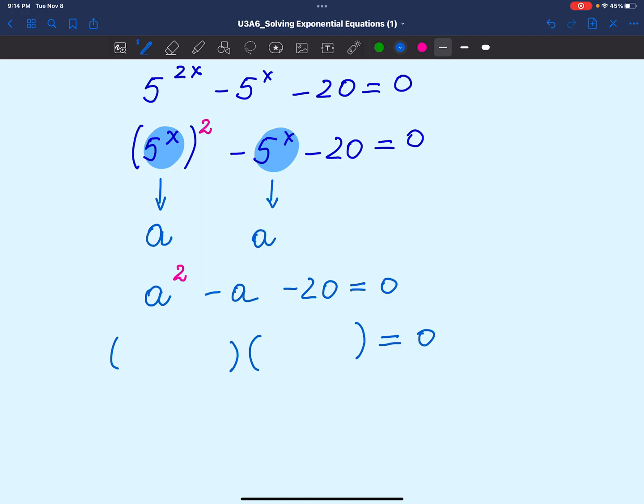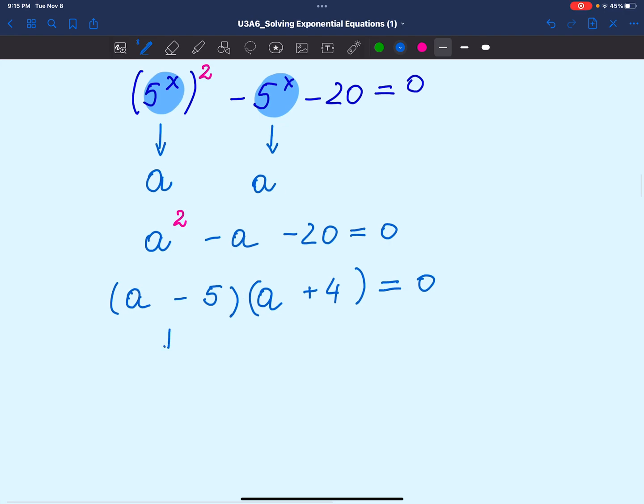Why not? So I'm choosing factoring, it's easier this way. And we need to find two numbers that multiply to negative 20 and add to negative 1. And what we have is negative 5 and positive 4. So therefore, we're going to say that this equation is true if either a minus 5 is 0 or a plus 4 is 0. So that means that a can be 5 or negative 4.